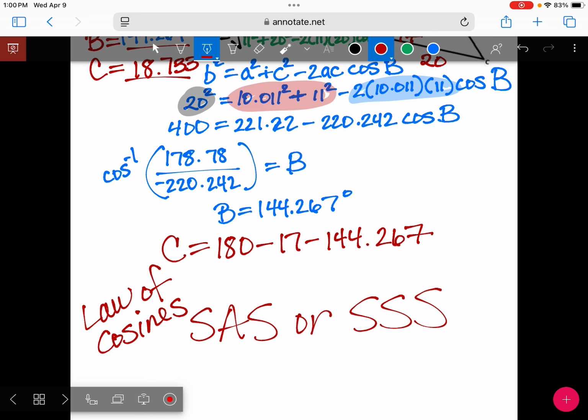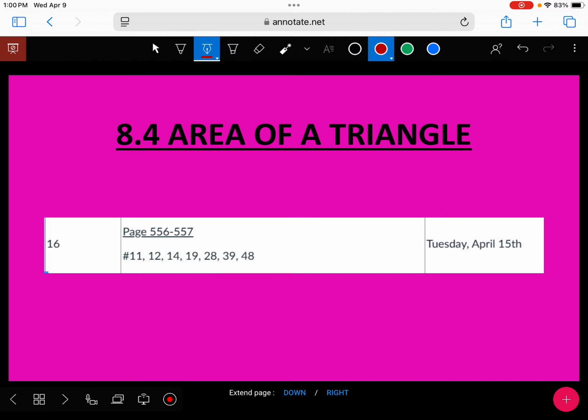So our last homework is over area. So 8.4, area of a triangle, is pretty short. There's 7 questions. That homework is due next Tuesday.